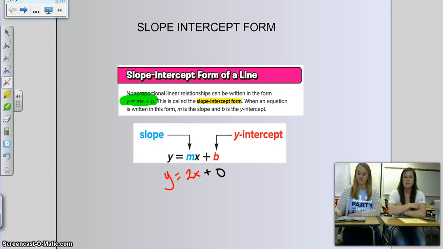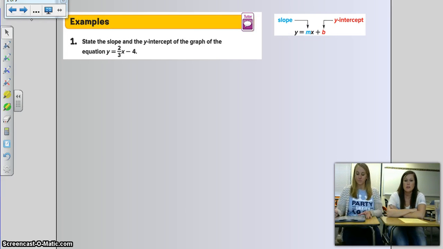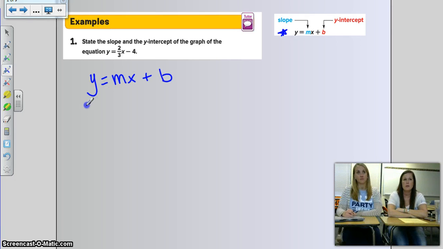Right. Ready to see how this works, guys? Let's get started. Okay, so here all you're doing is stating the slope and the y-intercept of the graph of the equation that's shown there. So literally look to see what place those things are in. So my y-intercept is going to be the number that's out by itself with no x.